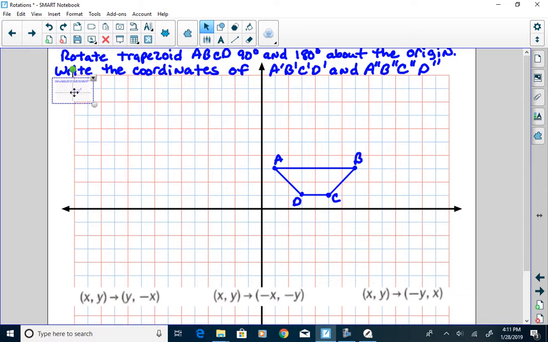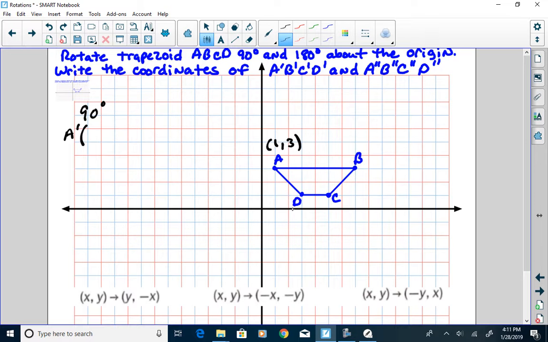Okay, so let's start with our 90 degrees clockwise rotation. So let's do our 90 degree first. A prime is going to be located where? Well, first we need the locations of A, B, C, and D. So let's start with that. Point A is located at 1 and 3. Point B is located where? 7 and 3. Point C is located at 5 and 1. And point D is located at 3 and 1.